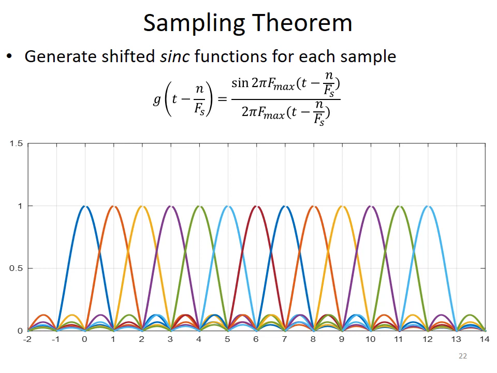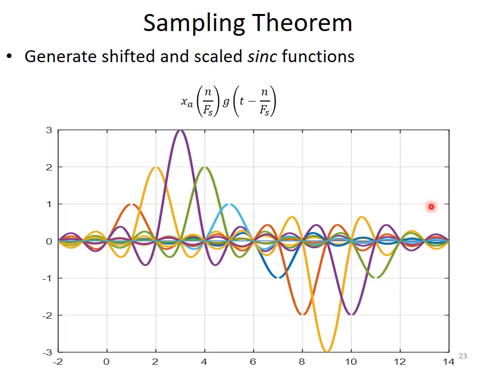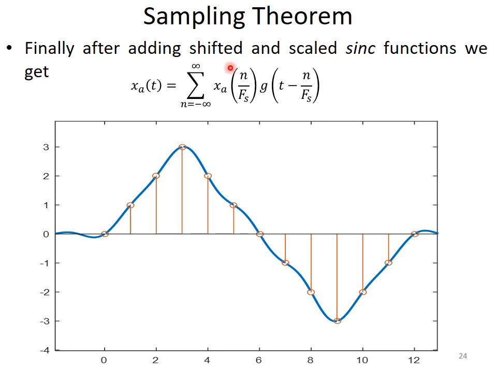Now each sinc function will be multiplied with the amplitude of the sample. So the sample occurring at 0 has 0 value, at 1 whatever the value is, it's multiplied with the sinc function, then similarly here, here, here, and here. Now we have multiplied shifted sinc functions with the amplitude of the sample at each sampling interval. Now we have to add all these sinc functions together. All these sinc functions together, you will get this analog signal reconstructed from the sampled form.